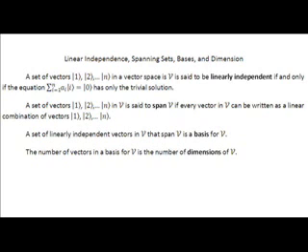Another important notion is if a set of vectors spans a vector space, that is defined as the case when every vector can be written as a linear combination of the n vectors that span the vector space. And if a set of linearly independent vectors in V spans V, then we call it a basis for V. And the number of vectors in that basis we call the dimension, or the number of dimensions of V.